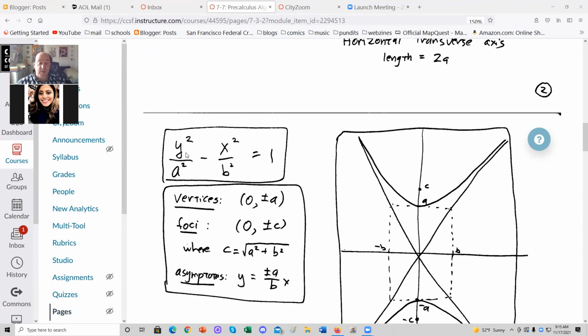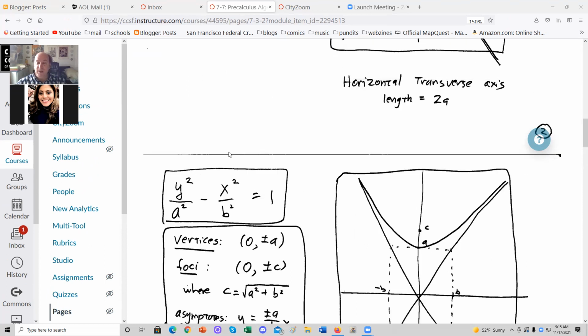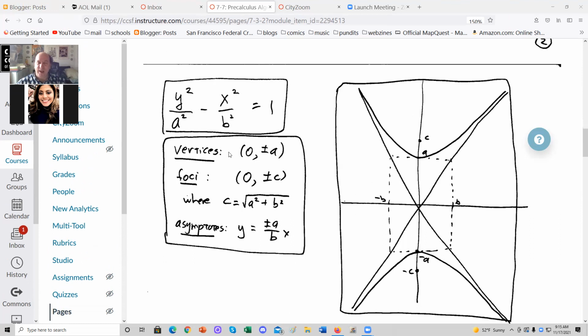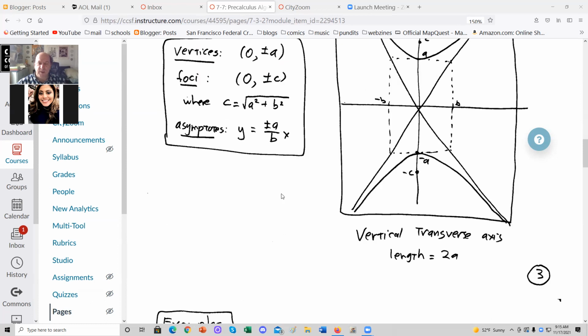Now, if it's y squared over a squared minus x squared over b squared, so that y is the variable in front, then it's much the same, though not exactly. Because it's y over a, the vertices are at 0 by plus or minus a. We draw plus or minus b here, draw the box here, draw these lines here. These are the asymptotes, y equals plus or minus a over b x, and the foci are here and here, 0 by plus or minus c, where c is again the root of a squared plus b squared.